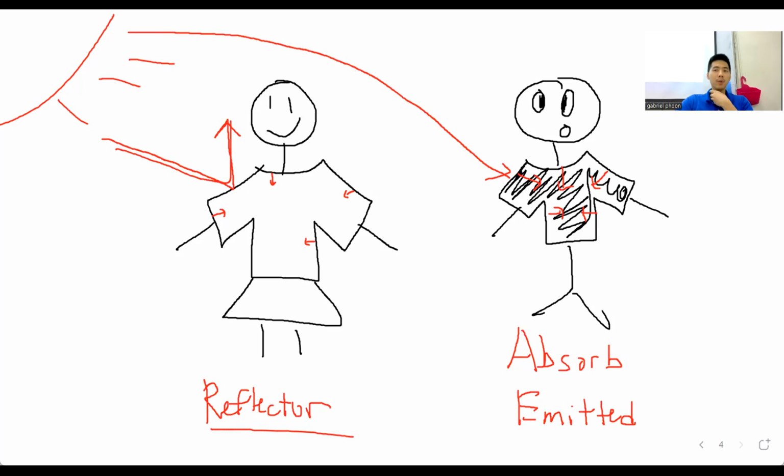Is that why planes tend to be white in color? Yeah, it could be because planes are flying at very high altitudes.